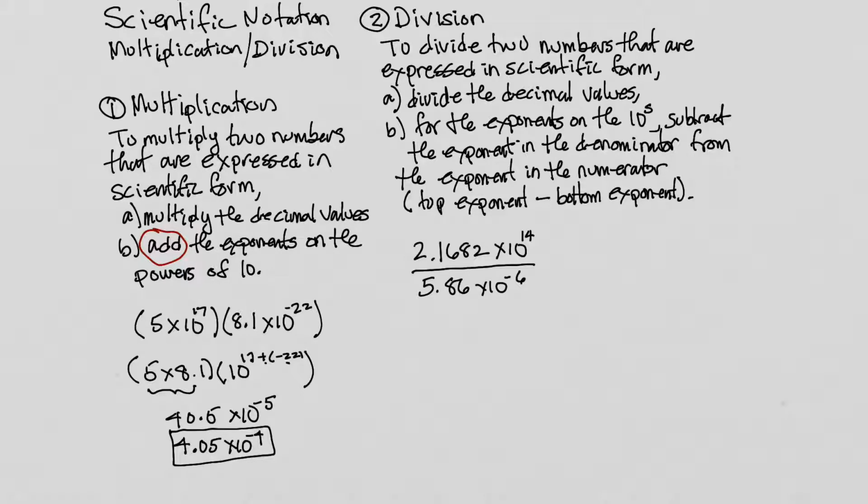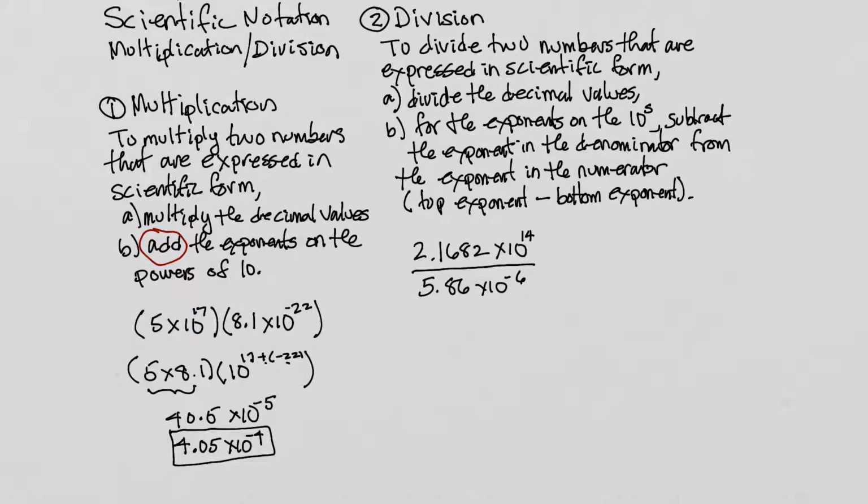Here's an example. Let's try this one. So we'll take this number here in the numerator, the big number, 10 to the 14th, and we're going to divide it by this number in the denominator, a very small number. We picked these because we've got a positive exponent and a negative exponent. So let's just get some practice subtracting those.